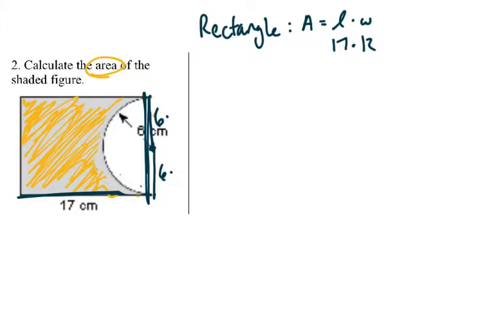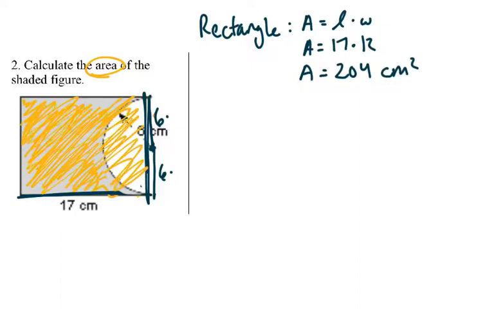Whoops, that should be an A. So area equals 17 times 12. Go ahead and grab your calculator. And 17 times 12 is 204. That's centimeters squared. The area of my rectangle, so if we shade that back in, that whole space is 204 square centimeters.